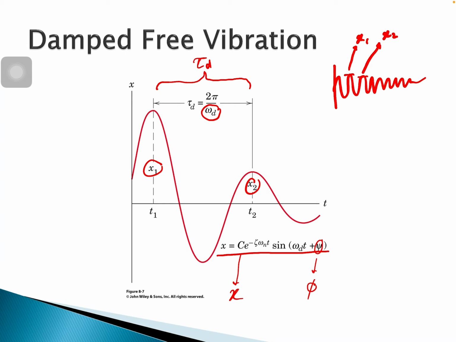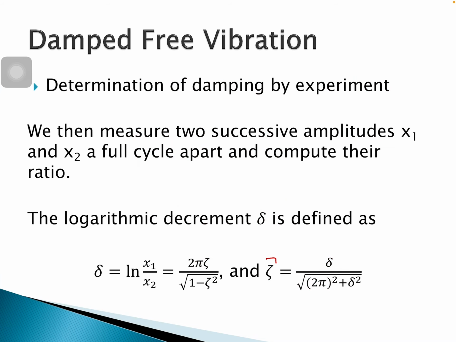All right, so from here we can calculate zeta. We want to calculate zeta, which is how we define the damping in a system. To calculate this, we can find delta. Delta is the logarithmic decrement, and this is the formula: ln x1 over x2.